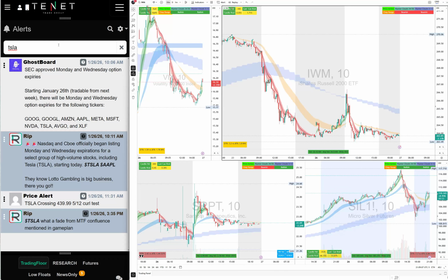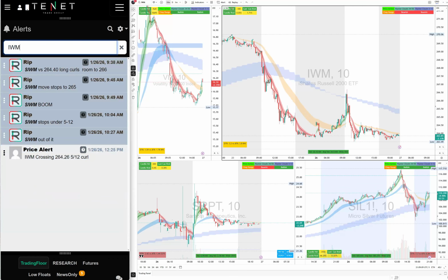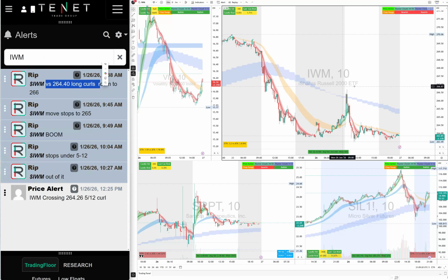We did long it in the morning. We actually longed IWM from 264 to 266. You can see that we did long it. I gave the long at the open and it was okay, but then we stopped out right here, and after that it dumped. So what that tells you is that IWM was weak.